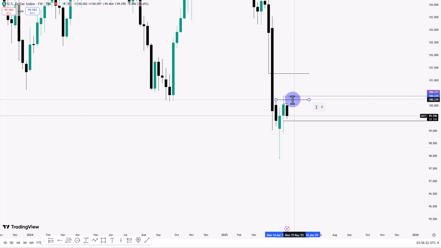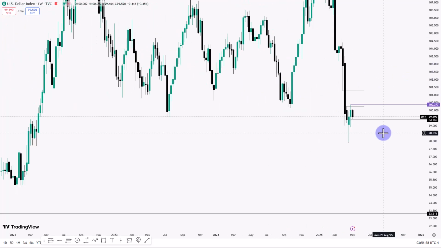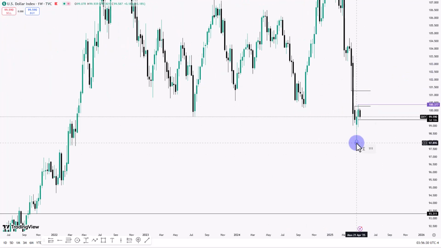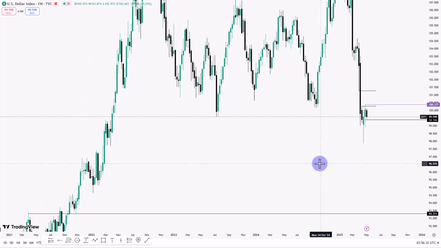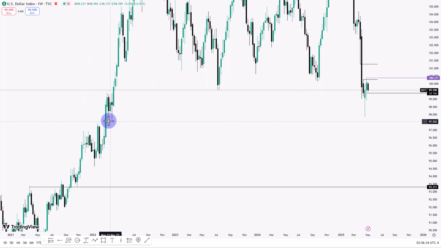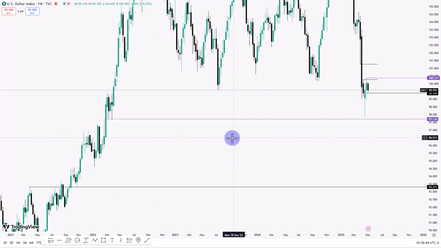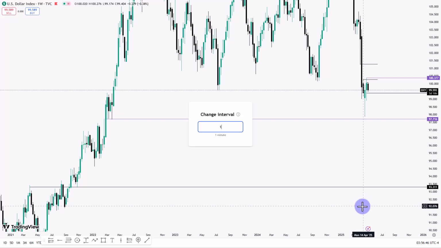So price has just tapped into that area, and this might just be an institutional sponsorship to sell the dollar into the next drawn liquidity, that old low there, and also the relative equal lows by the left right there. If you're looking at this, you could see that there are some equal lows there by the left right here. So we want to see the dollar trade into that level.